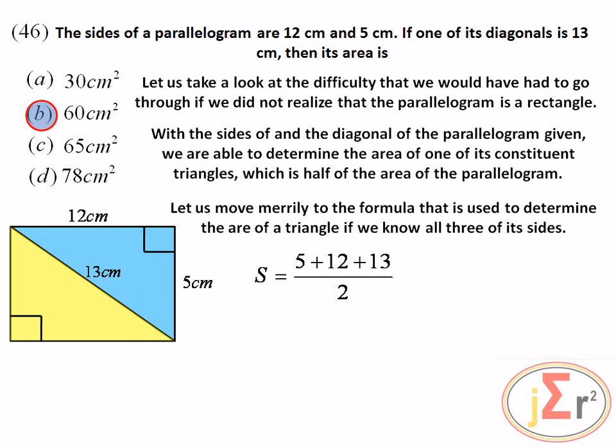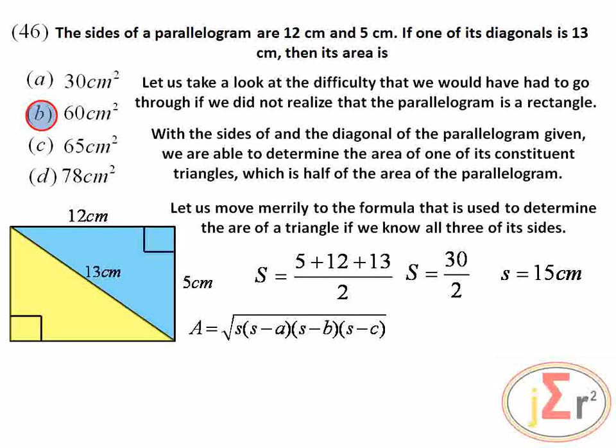What do we have? 5 plus 13 is 18, plus 12 is 30. So we will have 30 to be divided by 2, which is equal to 15. The semi-perimeter is 15, and we will use that S semi-perimeter in the other formula.